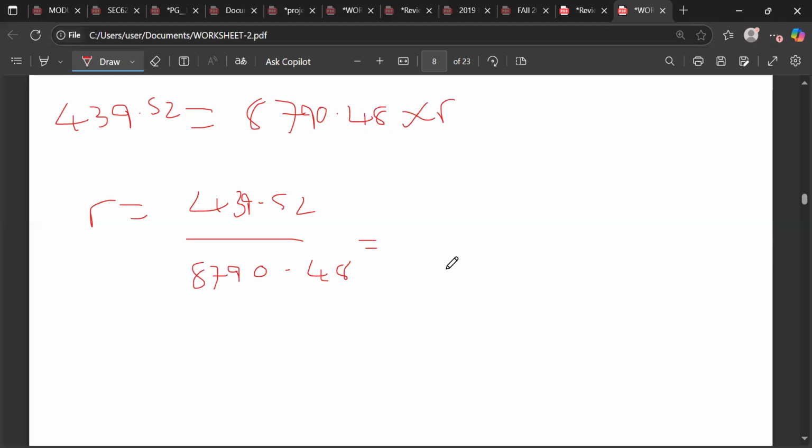So 439.52 divided by 8790.48. We're getting 0.04999, which is approximately 0.05, which is 5%. 5% as the interest rate. And then if you try checking, you still won't get the same amount of money there. So if that's the interest rate for the particular interest period, we now find the value of X, right?